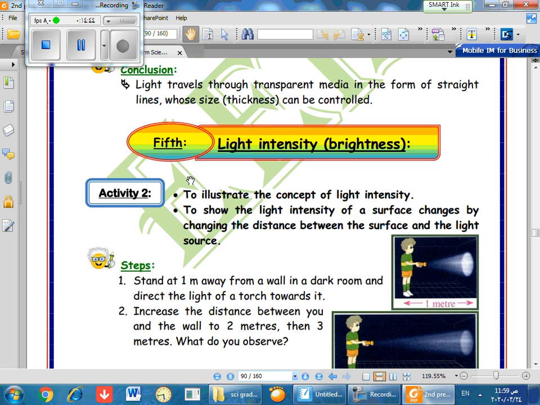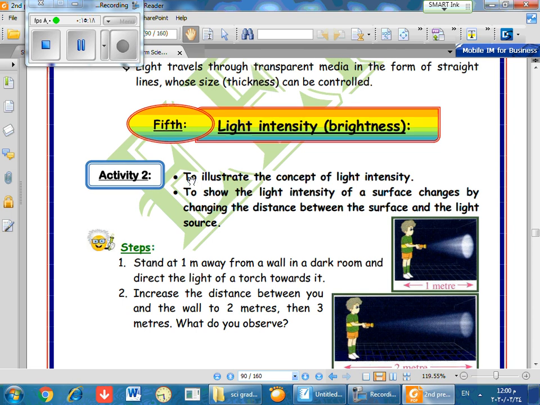Light intensity. What is meant by light intensity? Last lesson we talked about sound intensity. There is an inverse relation between the sound intensity and the square of the distance between the sound source and a certain point. Also, light intensity follows the same law. It is an inverse relation with the square of the distance between the source of light and the screen.